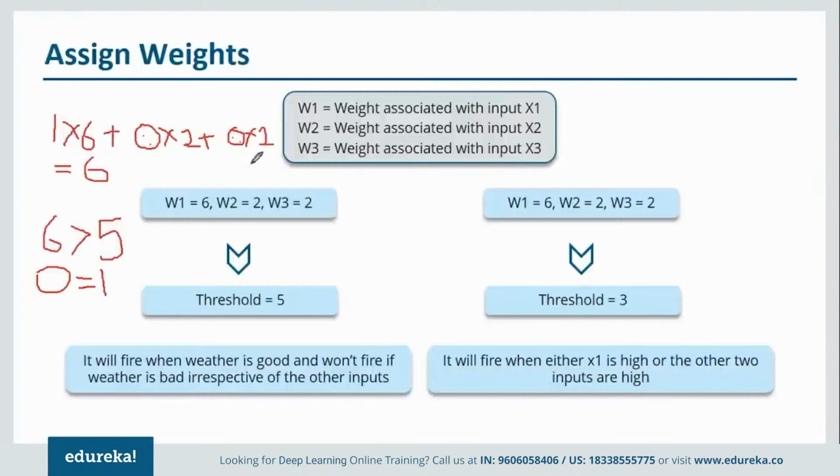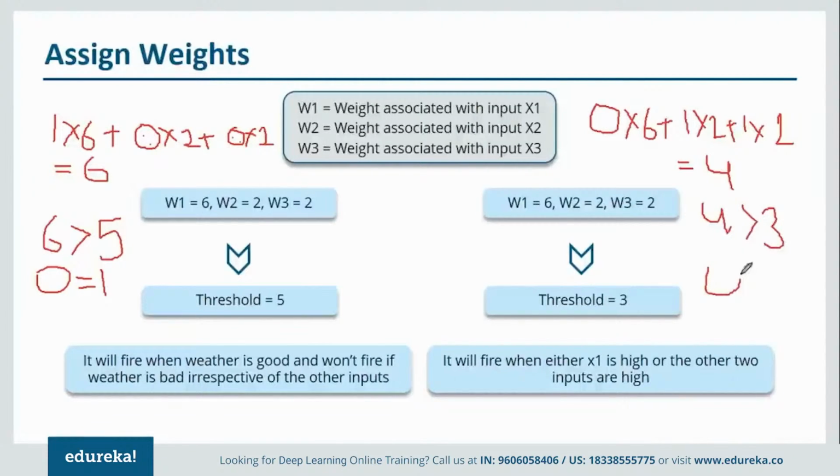Alright, now I'll explain you a different scenario. So over here our threshold was 5, but what if I change this threshold to 3? So in that scenario, even if my weather is not good, I'll give it a 0. So 0 into 6. But my wife and public transport both are available. So 1 into 2 plus 1 into 2, which is equal to 4. And it is definitely greater than 3. Then also my output will be 1. That means I will definitely go to the beer festival even if weather is bad. And my neuron will fire. So these are the two scenarios that I have discussed with you.